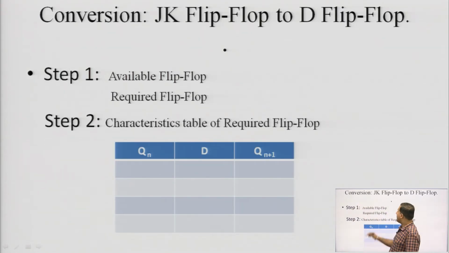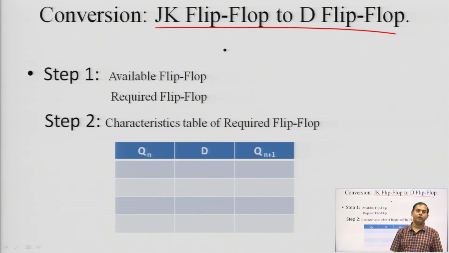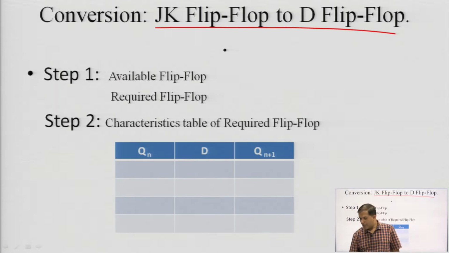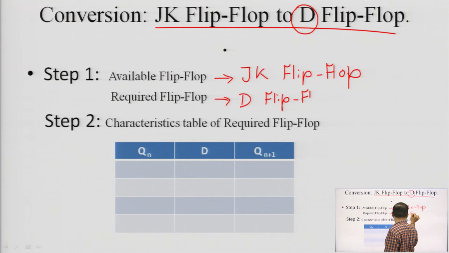The question is conversion of JK flip flop to D flip flop. The first step is to identify the available and required flip flop. Here the available flip flop is the JK flip flop, and the required flip flop is the D flip flop. Is it clear to you? The first step is done.